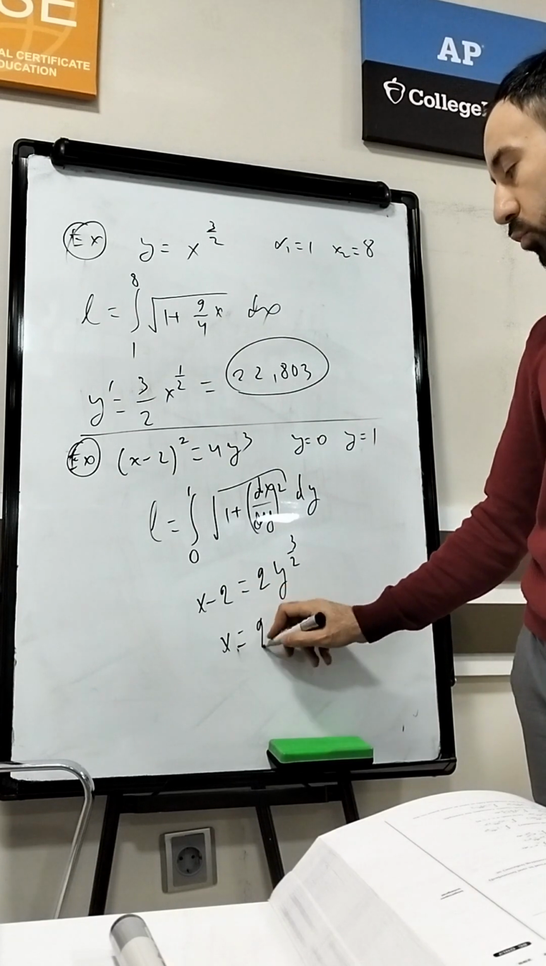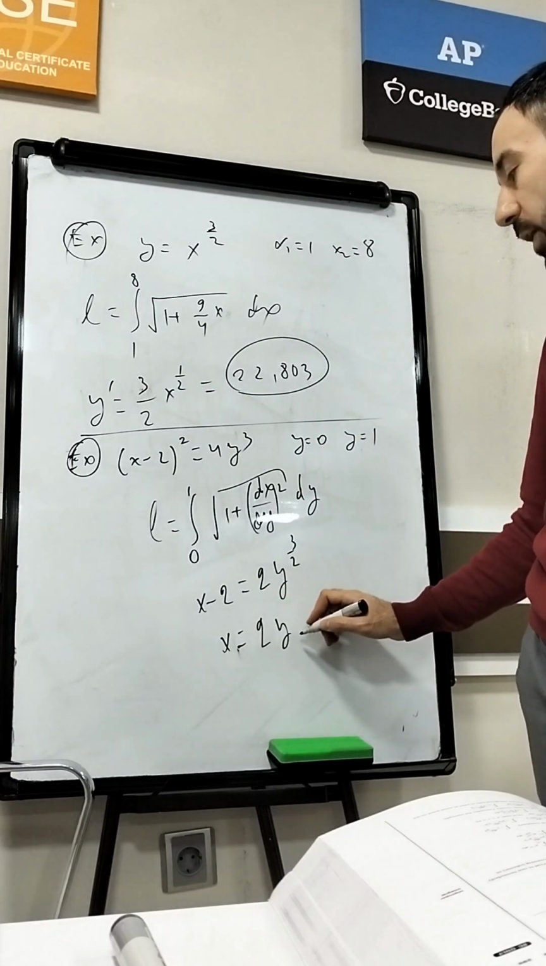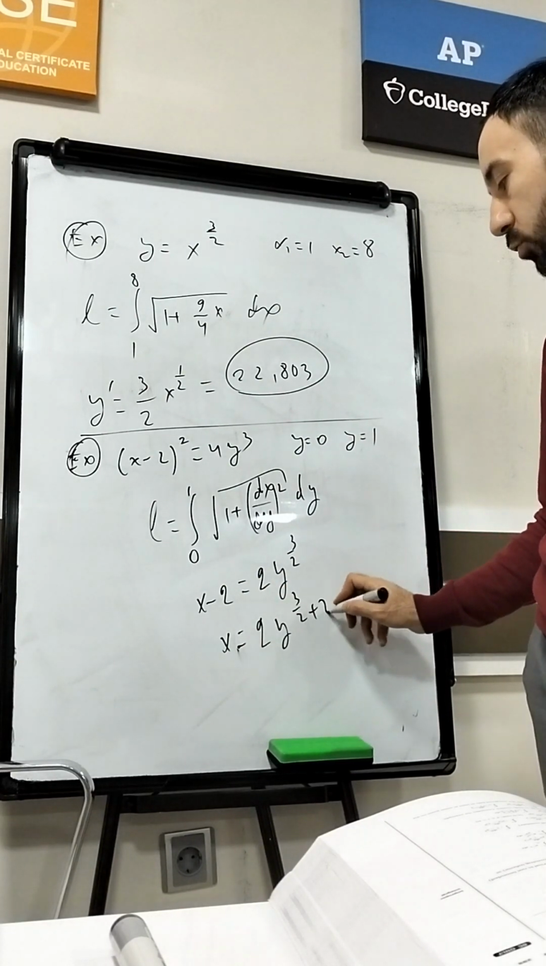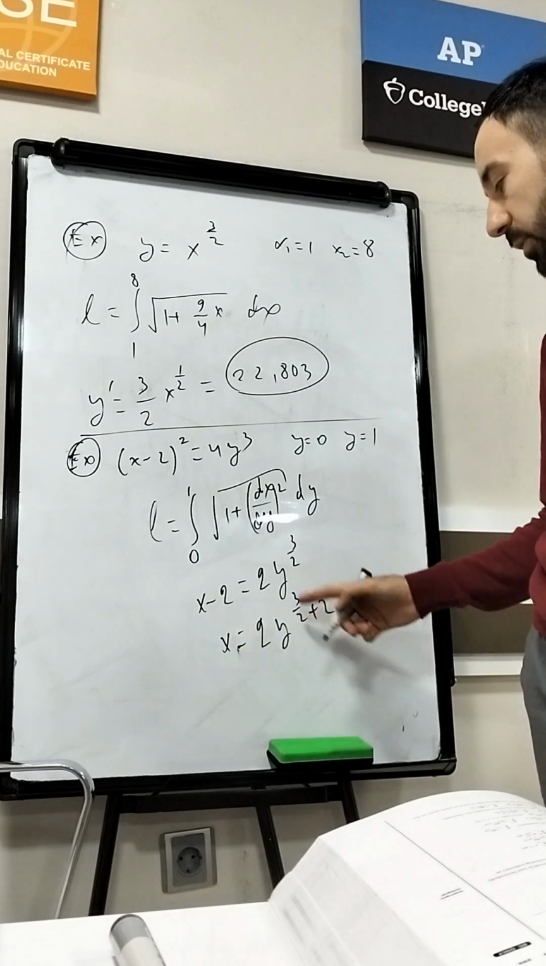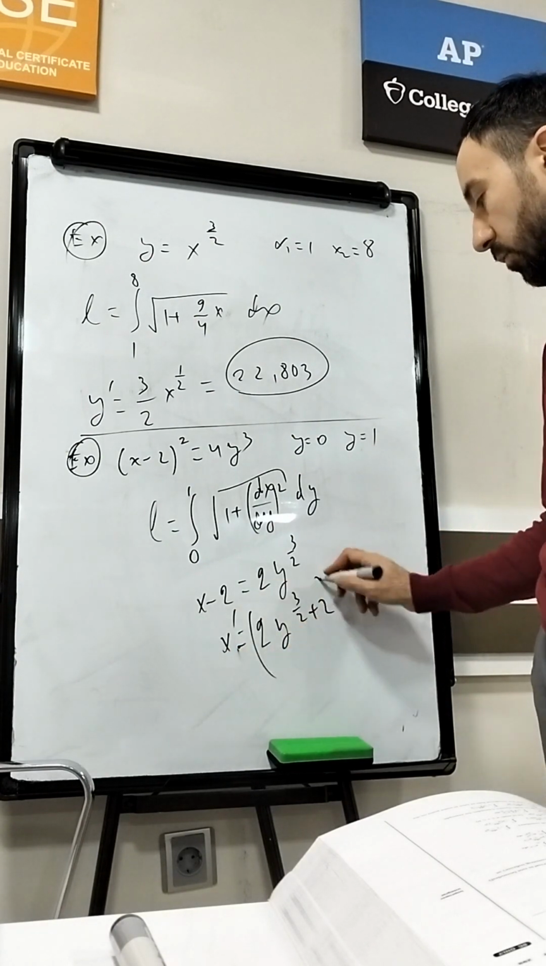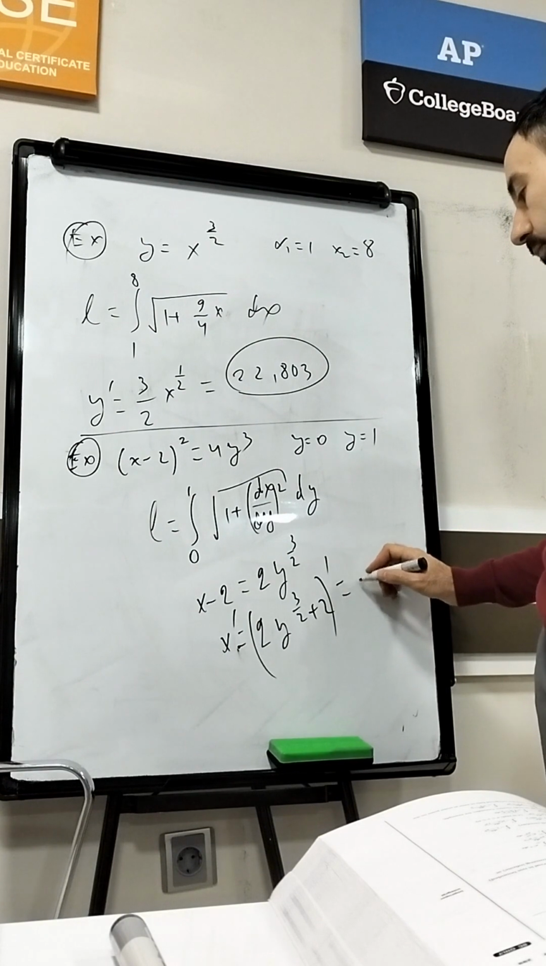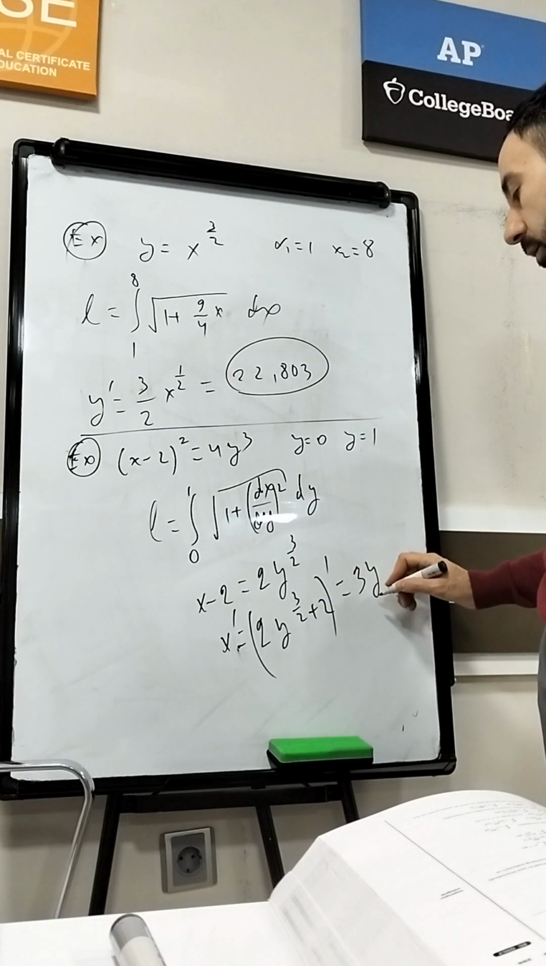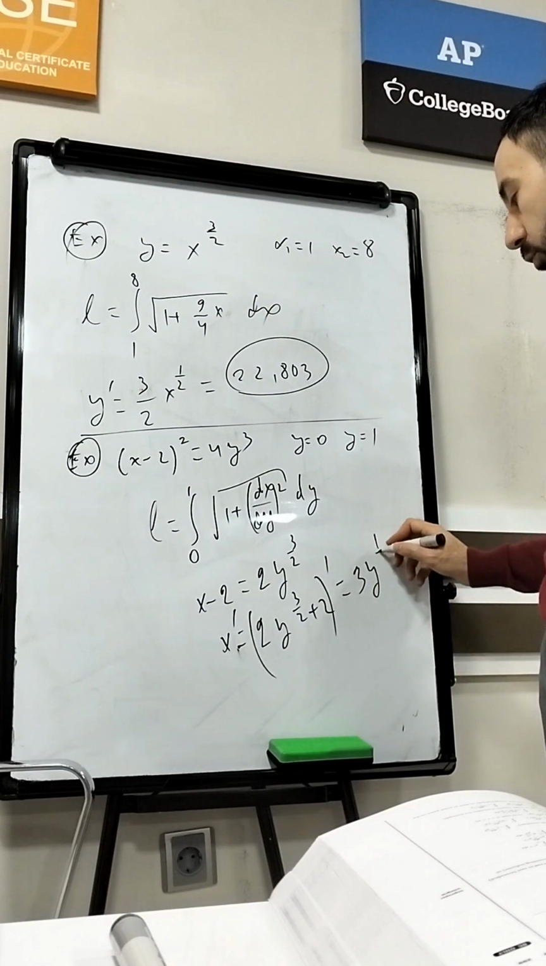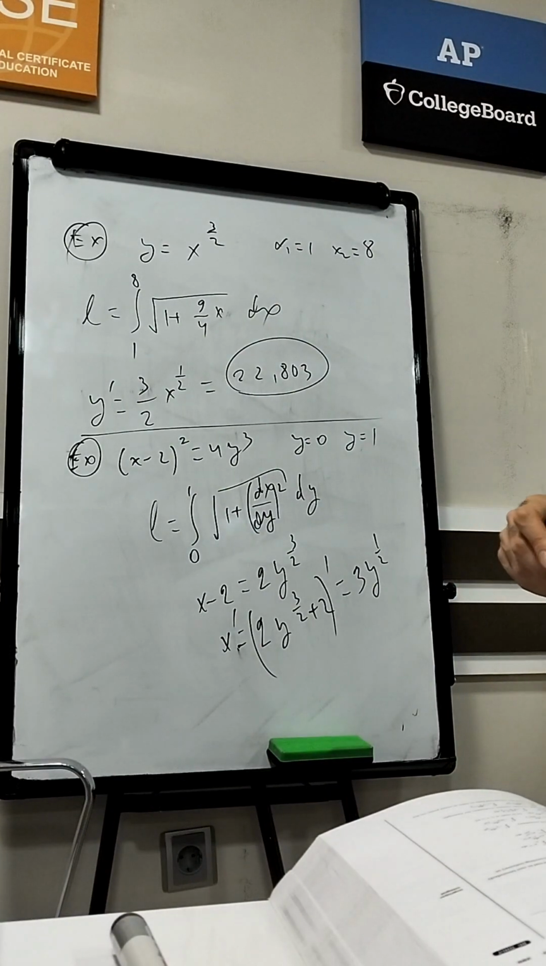X equal to 2 times y power 3 over 2 plus 2. dx over dy is the derivative of this one, right? Yes. The derivative of this one is 3y power 1 over 2. Right?